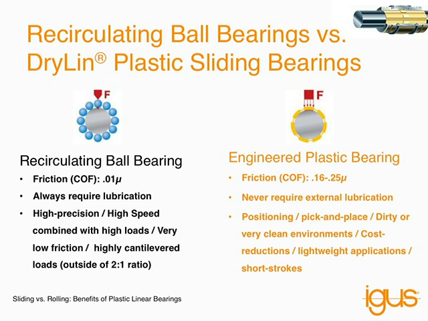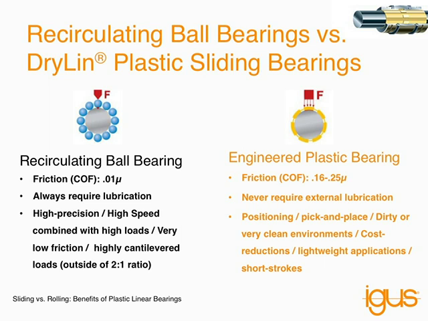Linear recirculating ball bearings always require wet lubricant. That might be grease or oil, and plastic bearings don't require that external lubrication since they are self-lubricating. Recirculating ball bearings are really ideal for high precision applications or applications that have high speeds in conjunction with high loads. They also offer advantages in highly cantilevered applications outside of what we call the 2-to-1 ratio, which we'll discuss later.